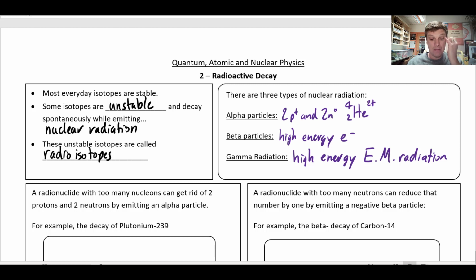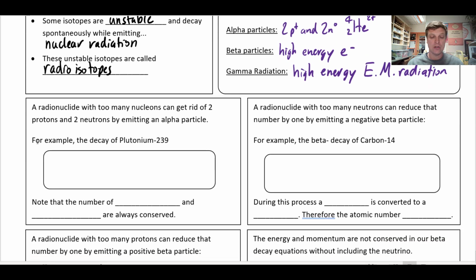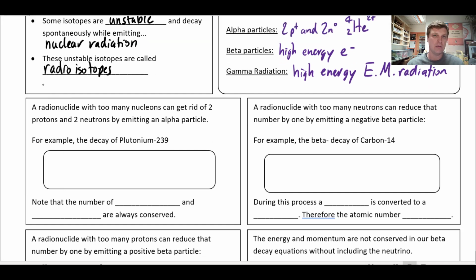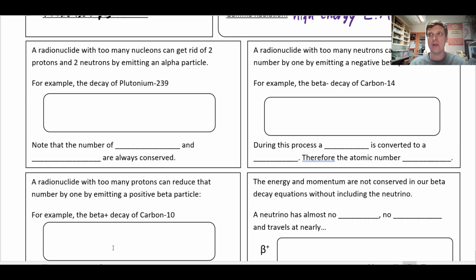So, as I said, there's those three kinds, and we're going to look at some nuclear reactions to see what happens when each of these radioactive decays occur. So the first one is thinking about alpha particles. If you have a radionuclide or a radioisotope that has too many nucleons in it, it's just too crammed in there. It's too busy in the nucleus. It can get rid of 2 protons and 2 neutrons at the same time by emitting an alpha particle.